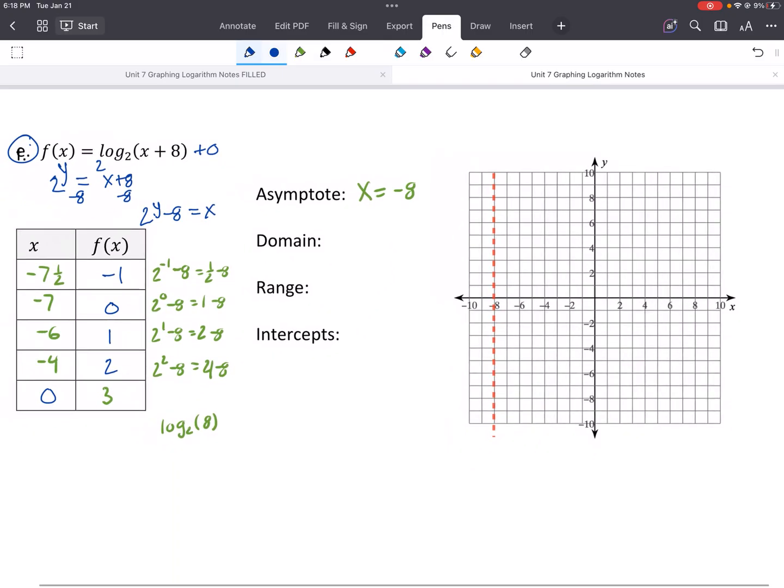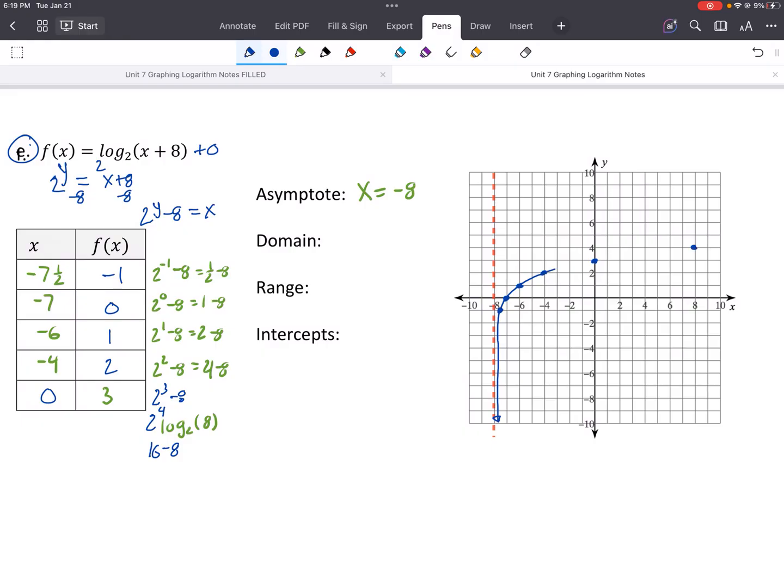So negative 7.5, comma negative 1, negative 7, 0, negative 6, 1, negative 4, 2, and then 0, 3. Okay? And there might be better points as we go along. I think the next one, we already did 2 to the 3 would be 8. 8 minus 8 is 0, which we already got, but we could keep going. There might be a better spot after that. So it would be 16 minus 8, which would be 8. So I think there's one more point.